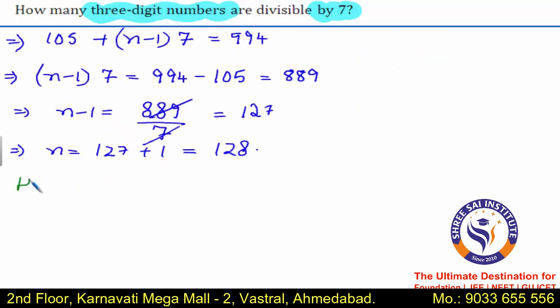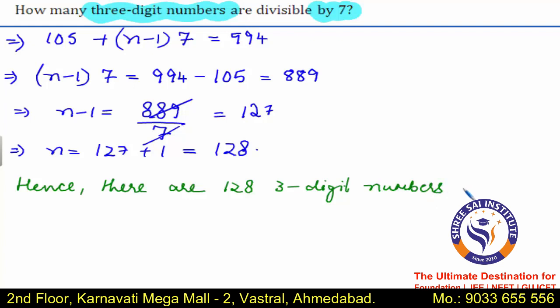Hence, there are 128 three-digit numbers that are divisible by 7. This completes the solution.